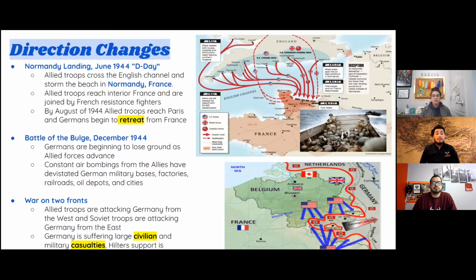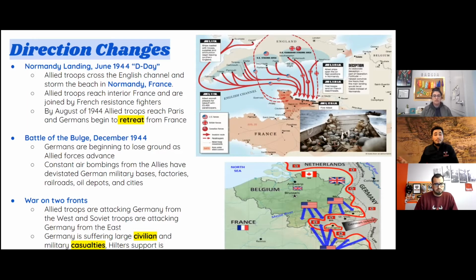A couple of other notable events is the Battle of the Bulge, another infamous one in December of 1944. This was another key moment when the Germans were starting to slip up a lot within their defenses of trying to control Europe. You start to see a lot of different methods used. Constant air bombings by the Allies had devastated the German military bases, factories, railroads, oil depots and cities. So the Allied powers were starting to ruin the network system Germany had that was supporting their new regime in taking over other territories. And without supplies and reinforcements, they start to lose more ground.